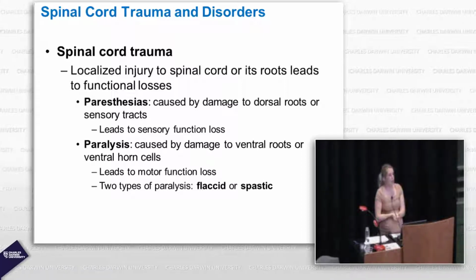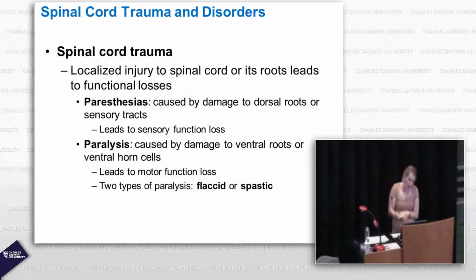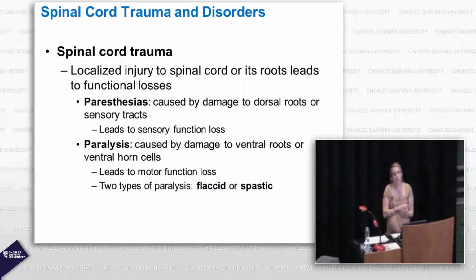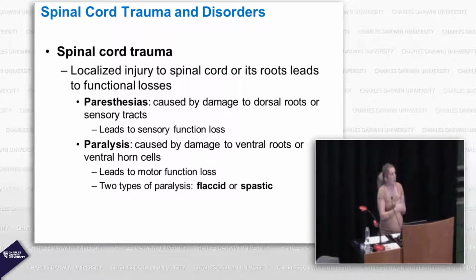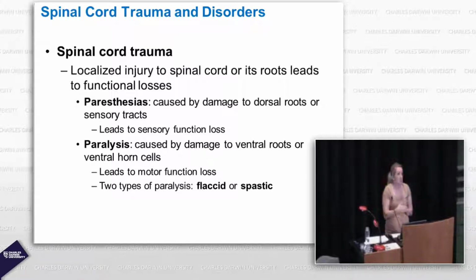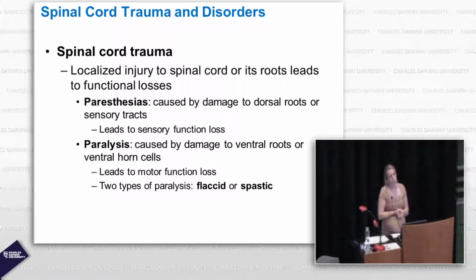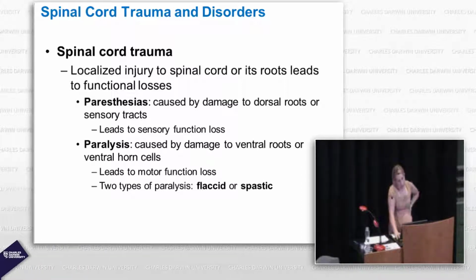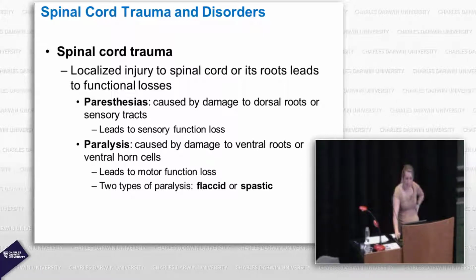As we said before, those dorsal roots carry all that sensory information. So if you had some damage to the posterior of the spinal cord, then we're going to have sensory function loss. This is paresthesias. Then we've got paralysis, which is damage to the ventral roots or the ventral horns of the spinal cord, leading to motor function loss. There are 2 types of paralysis: flaccid or spastic.